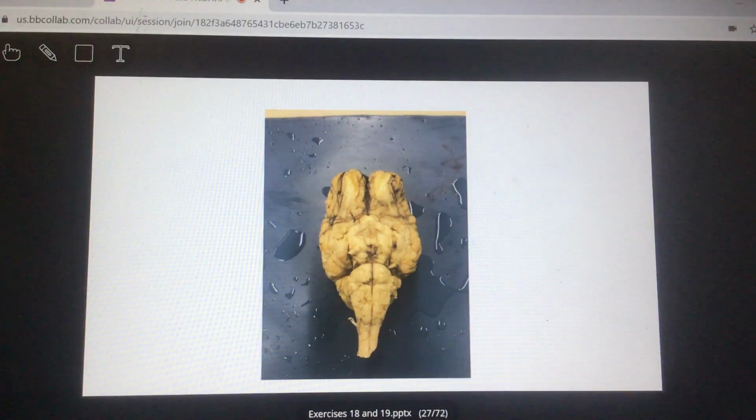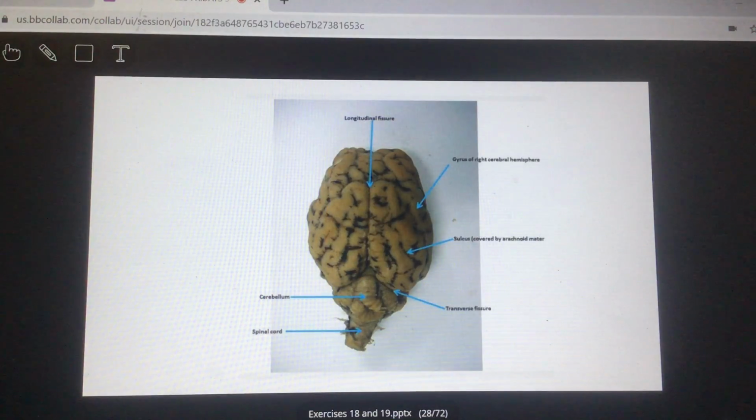All right. We just did that. All right, awesome. Now, this is where we flip the sheep brain, and we're looking at the top of it, superior. So here, as you can see, you've got a clear longitudinal fissure. This is where you would see the superior sagittal sinus with the dura mater. It would be just right here on top of this longitudinal fissure.